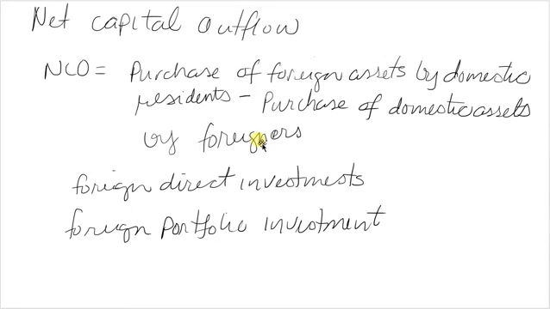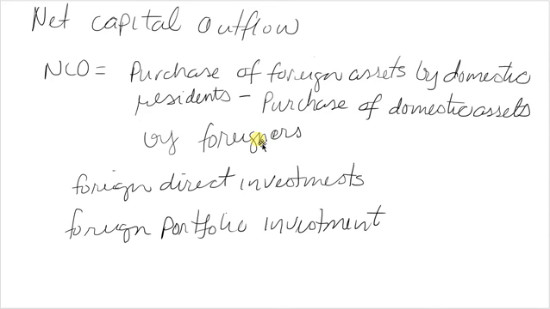Now, the balance of NCO will depend on various things. It will depend on the real interest rate paid on foreign assets. So if the real interest rate is higher on foreign assets, then we, as domestic residents, will want to invest in foreign assets because they're paying a higher return. Another thing is the real interest rate paid on domestic assets. If we have a high domestic real interest rate, then we'll want to keep our money here and invest in our assets, and we won't invest as much abroad.